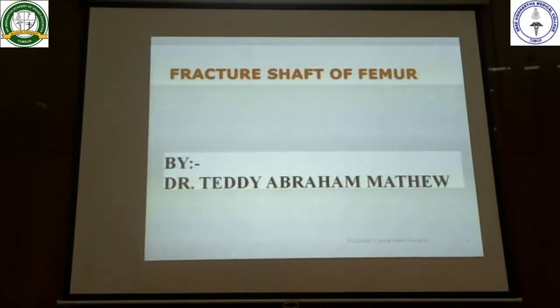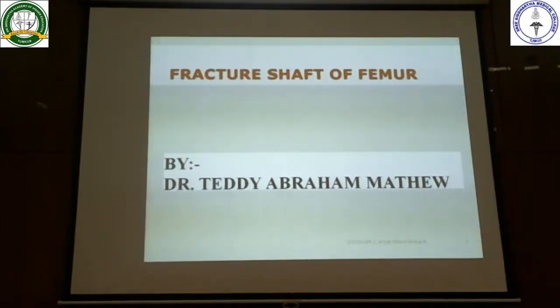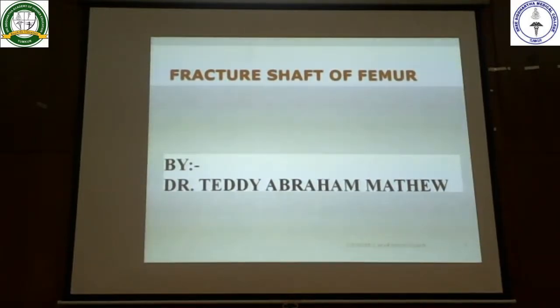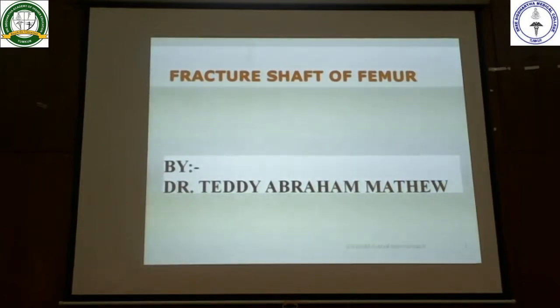Today, my topic is one of the topics for 9th term, and that is fracture shaft of femur. We have some topics regarding femur in 9th term. One is fracture shaft of the femur. Others are fractures of neck of femur and intertrochanteric fracture, that either I will be taking or somebody else will be taking subsequently. Today the topic is fracture shaft of femur.